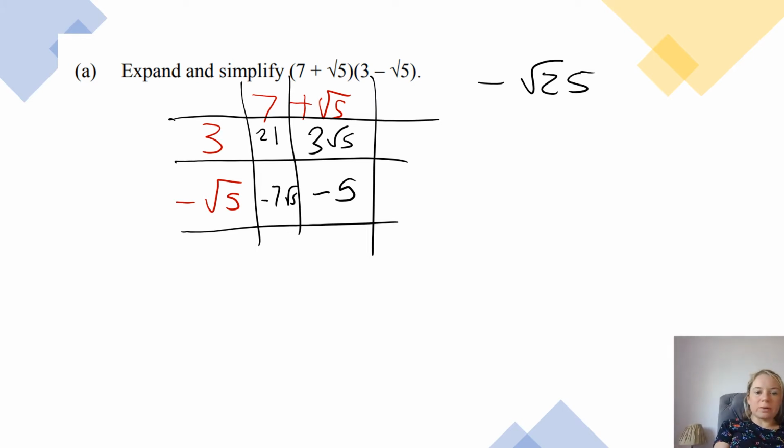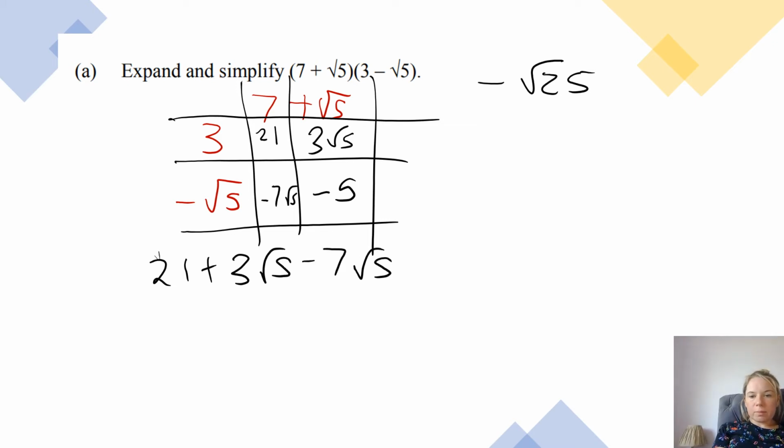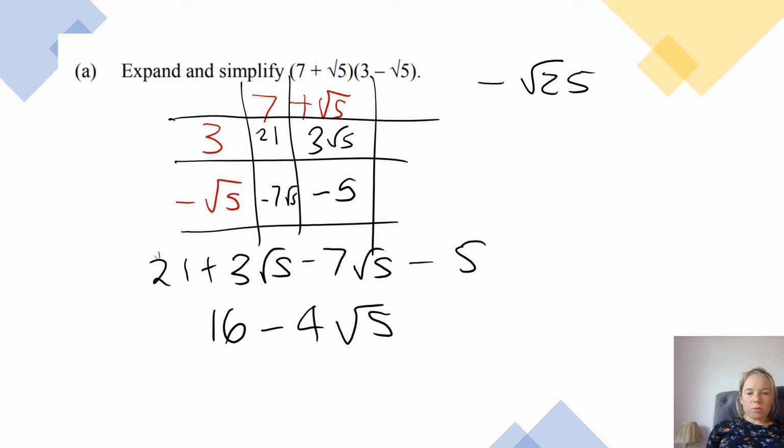Okay, so if we just write all these out, we've got 21 plus 3 root 5 minus 7 root 5 minus 5. Then you're collecting like terms. You've got 21 minus 5, so that's 16. 3 root 5 minus 7 root 5, you have minus 4 root 5, and then that's it really. That is the final answer. So you've just expanded it out and simplified it. You normally get a couple of marks for doing that.